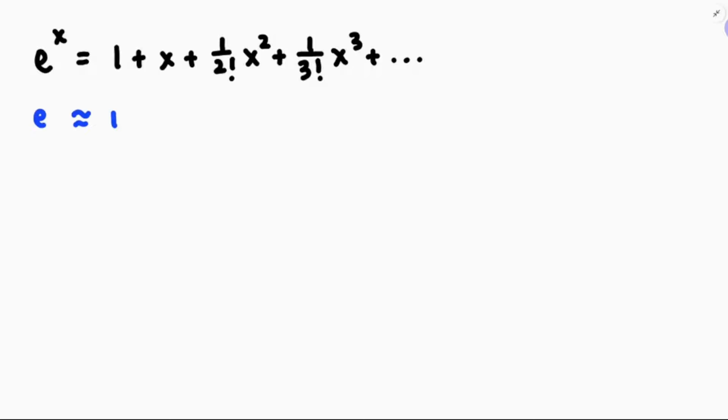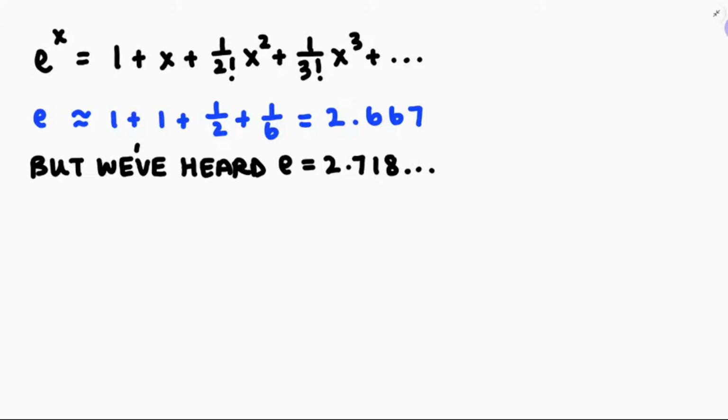So we'd have 1 plus 1 plus 1 over 2 factorial times 1 to the 2, which would just be a half, and then 1 over 3 factorial times 1 to the 3, which would be a sixth, and then maybe we just stopped there and said it's approximately equal to that. If we added it up, we'd get 2.667, which is pretty close to the actual value of e. But we've heard that e is like 2.718 and a bunch of other decimals that don't have any good pattern, because it's an irrational number.